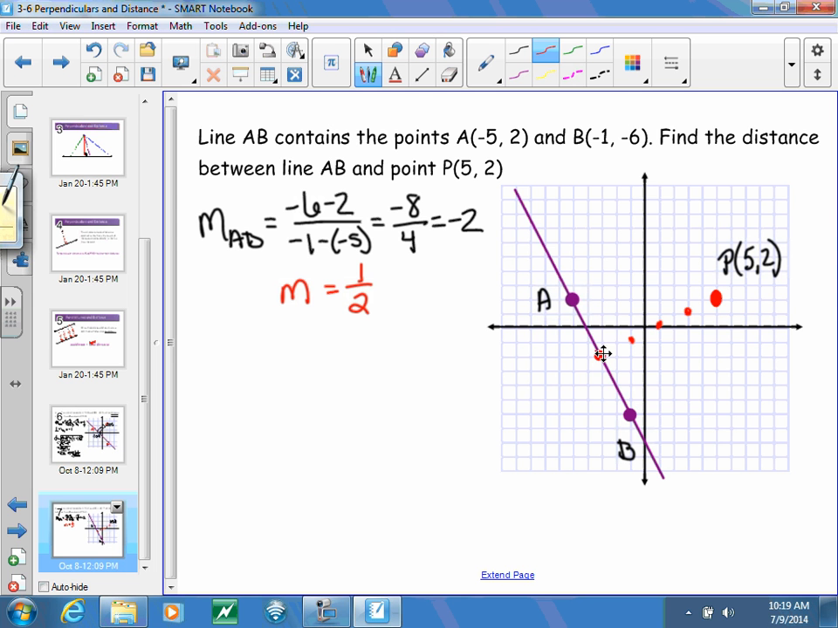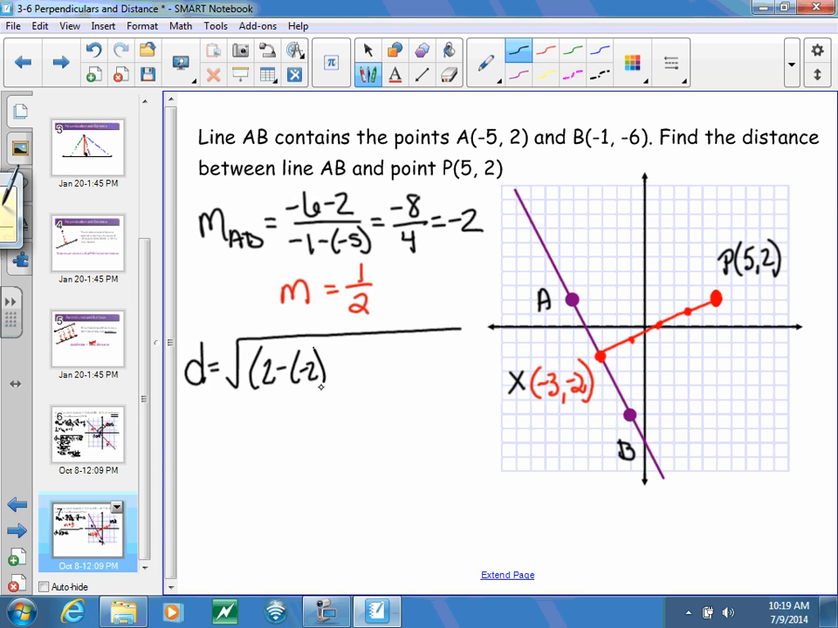And notice that it is going right onto line AB, and it's meeting at the point of -3, -2. And there's its point. So now I can find the distance from P to this point here. I'll just name it X, and use the distance formula. So the square root, I'm going to take 2 and subtract a -2, take that squared, plus 5 minus a -3, squared.